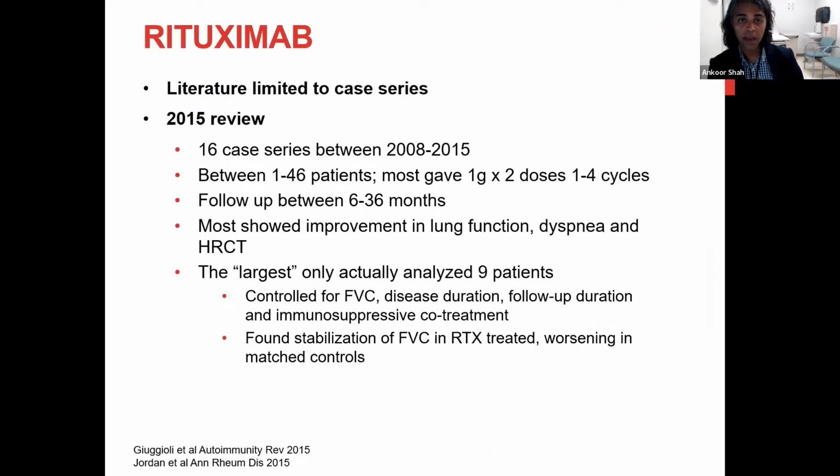Rituximab is not FDA approved for treatment of scleroderma. However, there are a number of case series that have shown improvement in both skin disease as well as lung function in patients given rituximab. Currently, we are using rituximab, again, in patients that are intolerant to mycophenolate mofetil or are refractory to that.